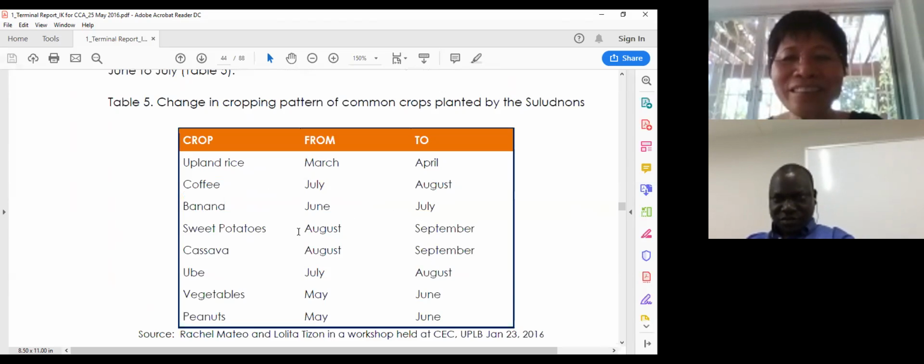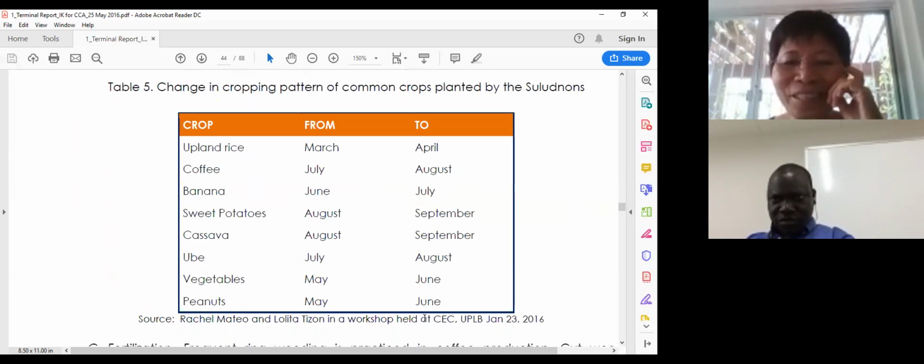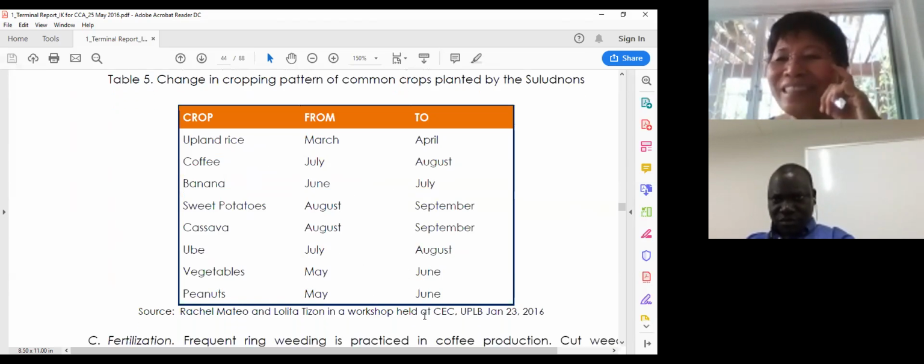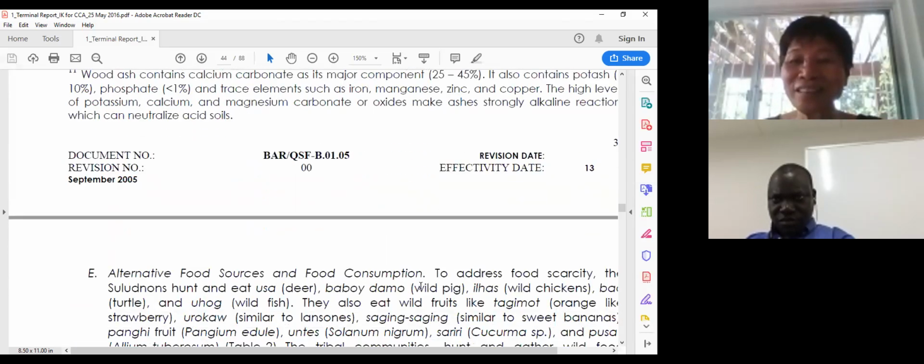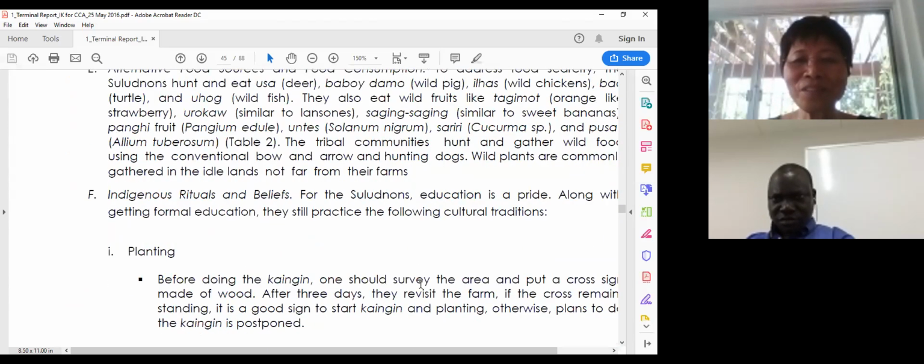In sweet potatoes, they used to plant in August. Now they plant in September. In cassava, they used to plant in August. Now in September. Ube, it's a violet yam. They used to plant July, now August. Vegetables, they move also from May to June. And peanuts also from May to June. This is what we ask them. This is what they do for climate change because the climate is also changing.